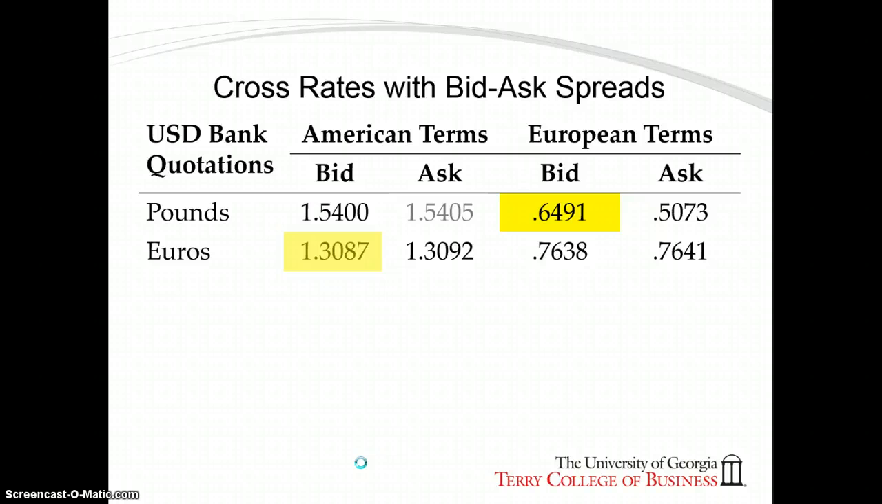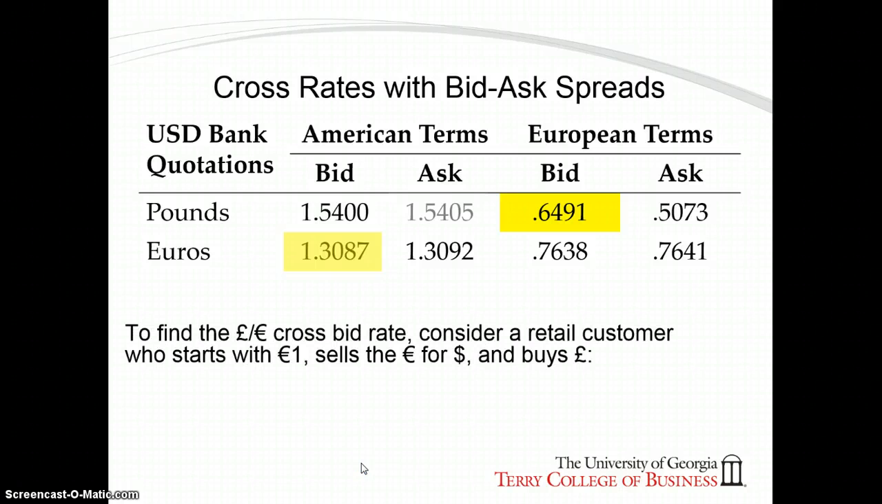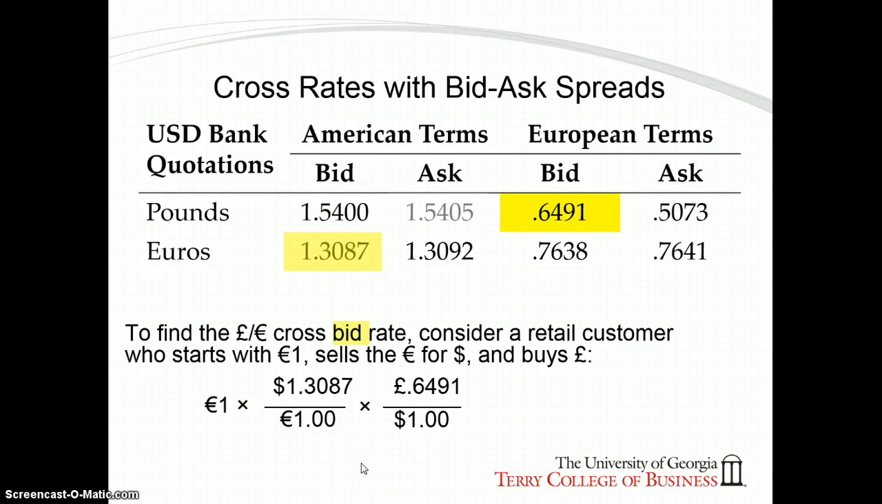Now let's complete the table starting with the pounds per euro bid rate, which is in the third column of the last row. This time, suppose the customer has 1 euro, which she exchanges for dollars, and then she exchanges the dollars for pounds. In the first step, euros to dollars, the dealer is buying euros, the asset, with dollars. Thus, the American term bid rate for the euro is the correct rate to use. In the second step, the dealer is buying dollars, the asset, with pounds. Thus, the European term bid rate should be used.